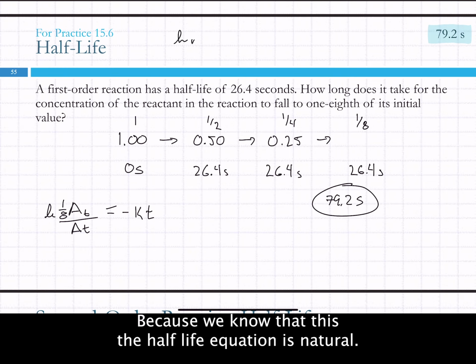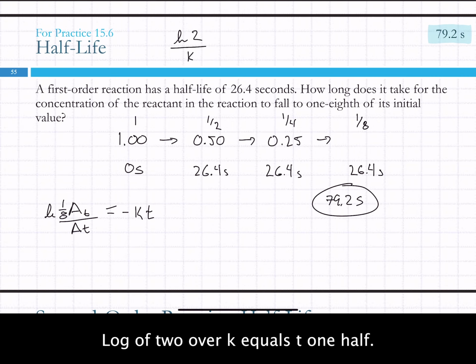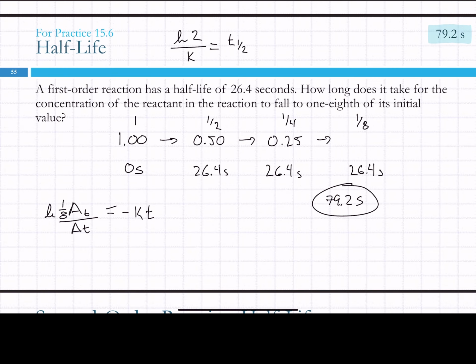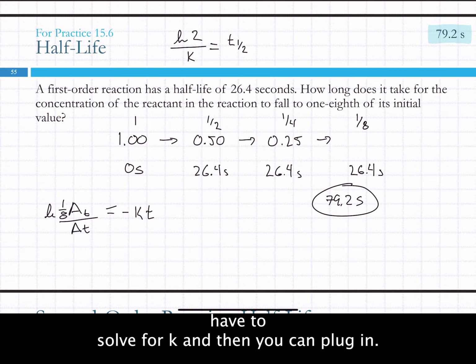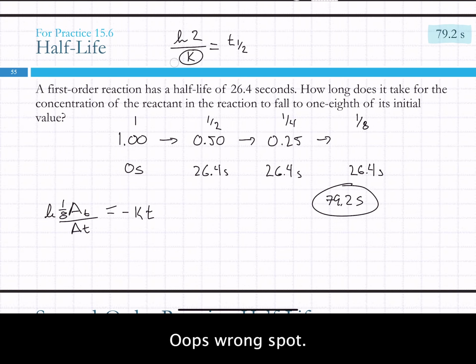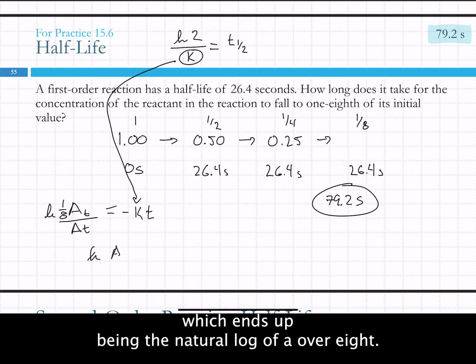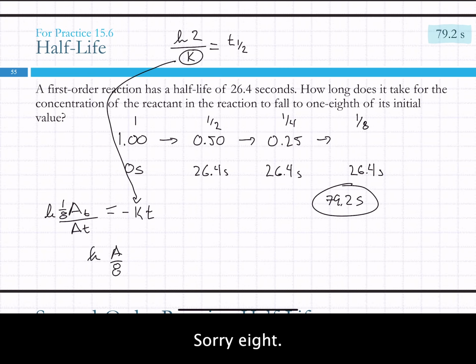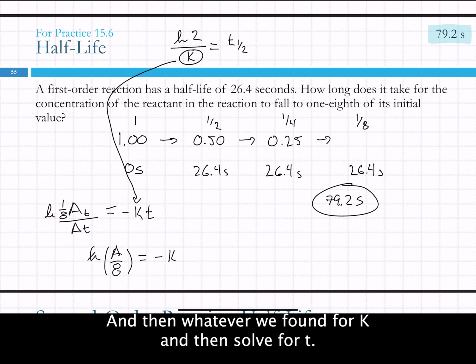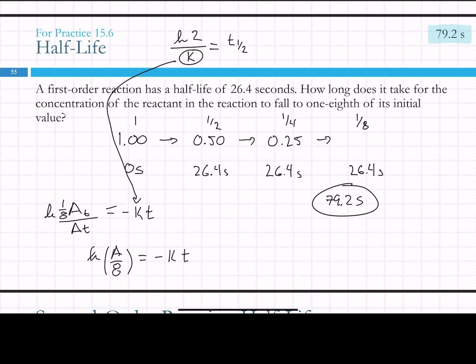Because we know that the half-life equation is natural log of 2 over k equals t 1/2. So we have to solve for k, and then plug in k and say a over 1/2, which ends up being the natural log of a over 8, negative, and then whatever we found for k, and then solve for t.